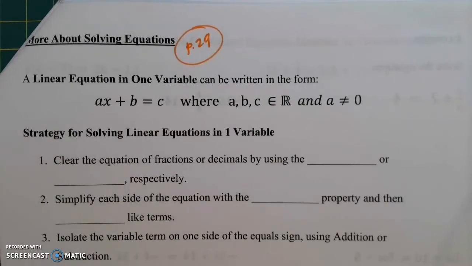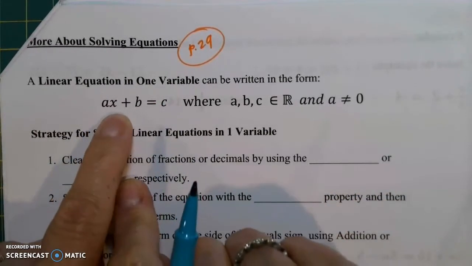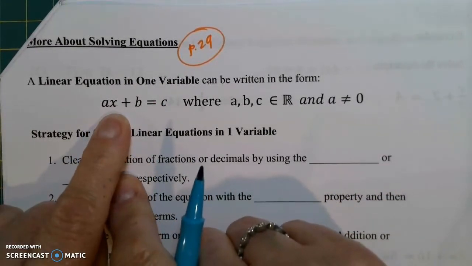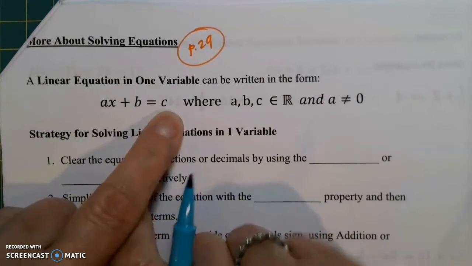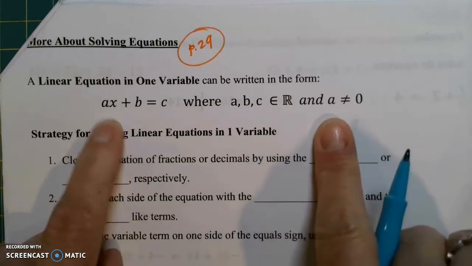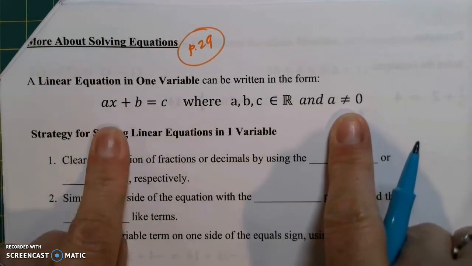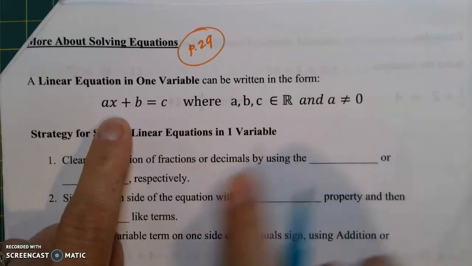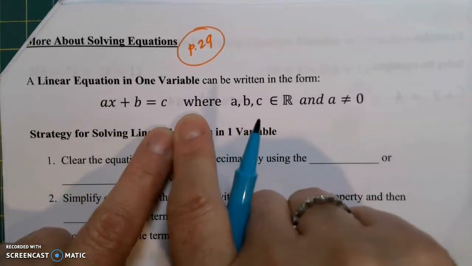So a reminder that the linear variable in one equation, so that means we're going to have x is my variable, a, b, and c are real numbers, but a cannot be equal to 0, because if it's 0, then we would lose that term that has the variable on it. So we want to have something times x plus another something equals something.